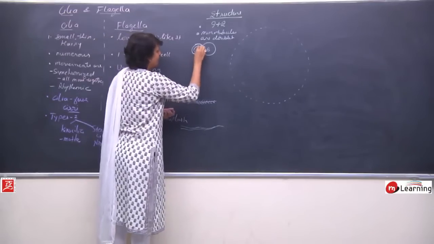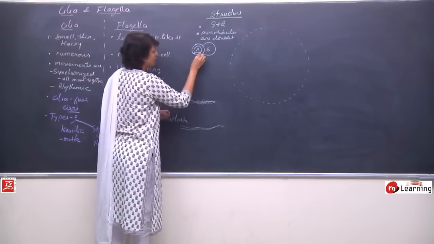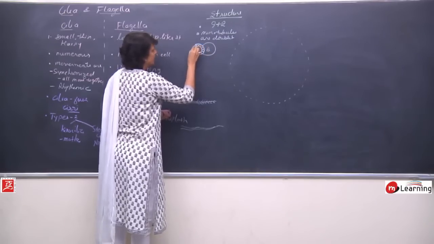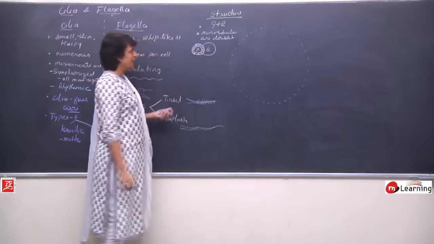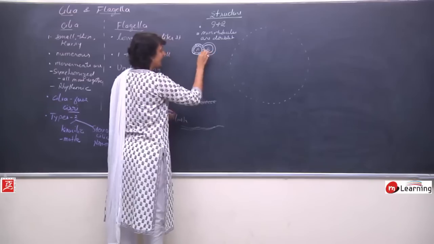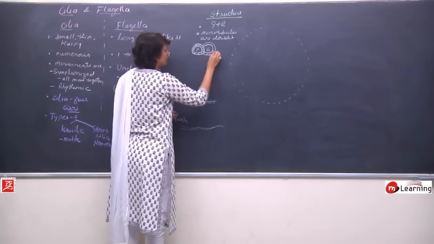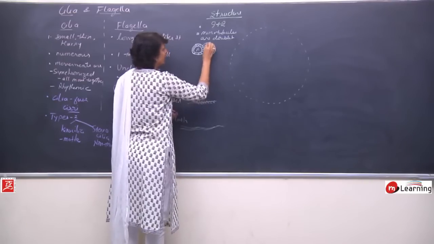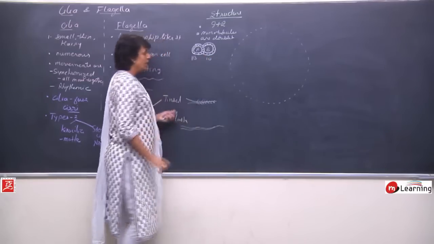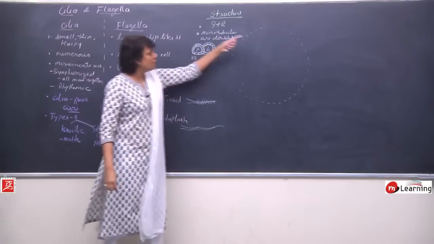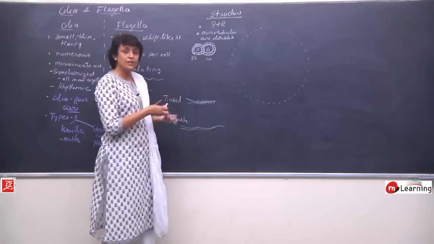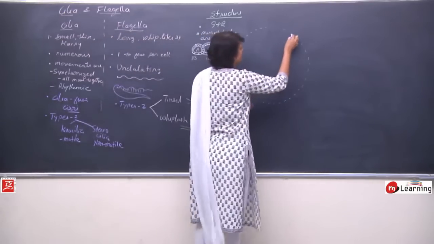A is made up of 13 microtubules, 8, 9, 10, 11, 12 and 13. And B is C-shaped. It is made up of 10. So 13 here and 10 here. These doublets would make the 9 peripheral ones. Let us make the A's first and then we will draw the B's.